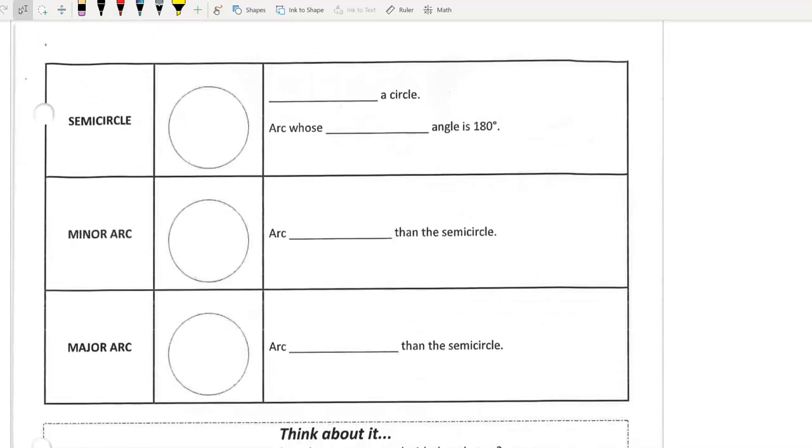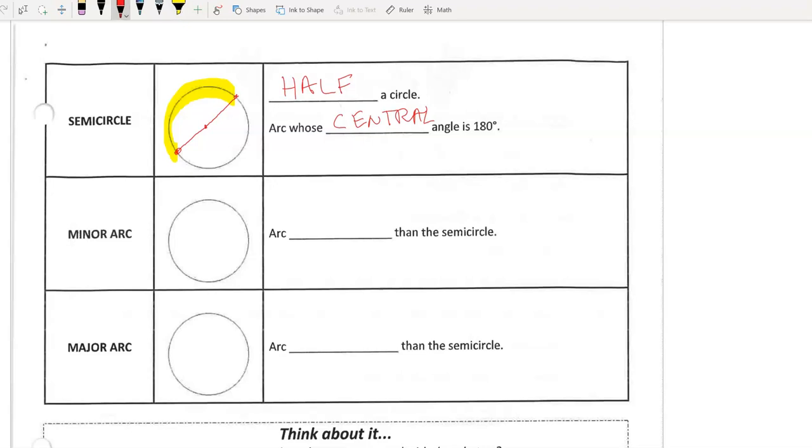We have a semicircle. So this is half of a circle. Okay, it's an arc whose central angle is 180 degrees. So if it's half of a circle, then it's going to have to start and end at a diameter. So let's draw a diameter in here. Okay, and then I'm going to highlight a semicircle starting from here all the way around to here.